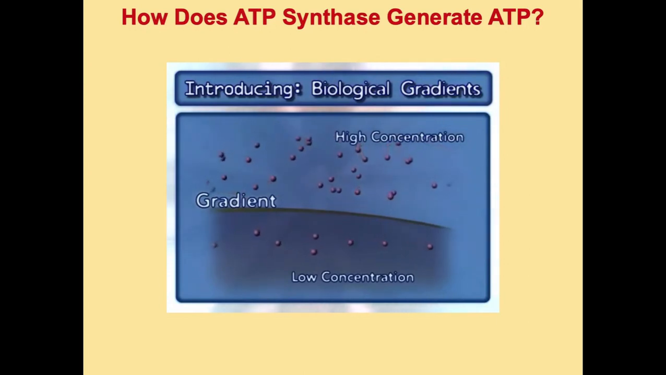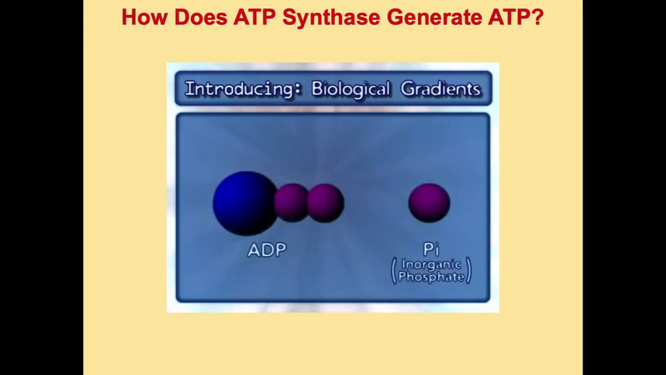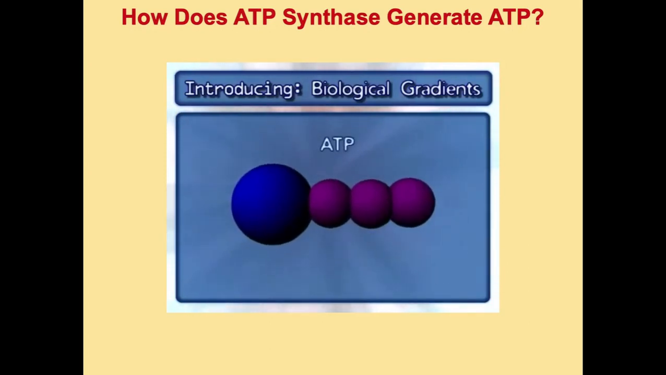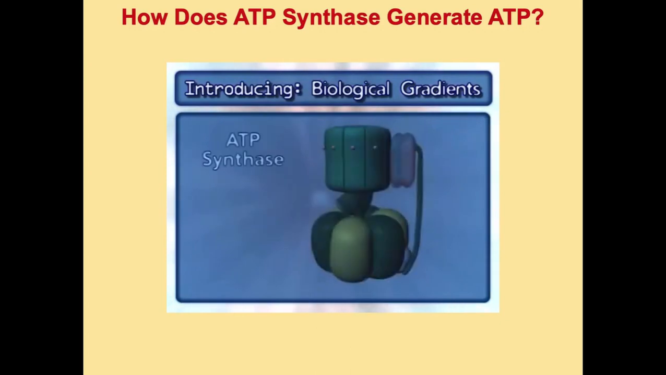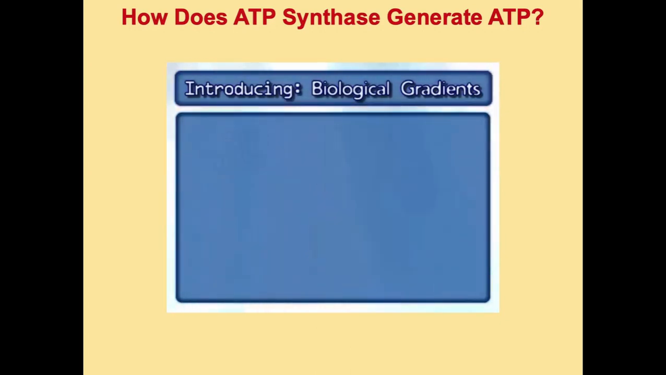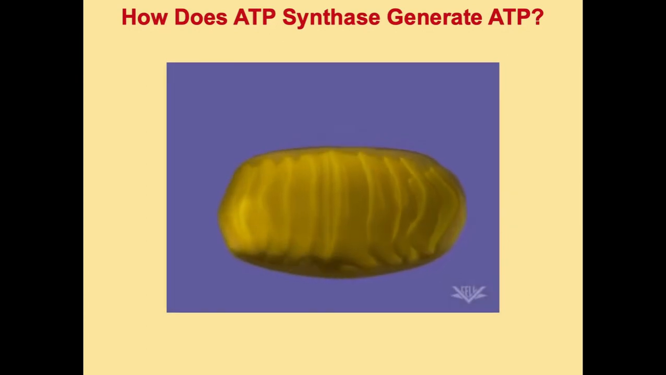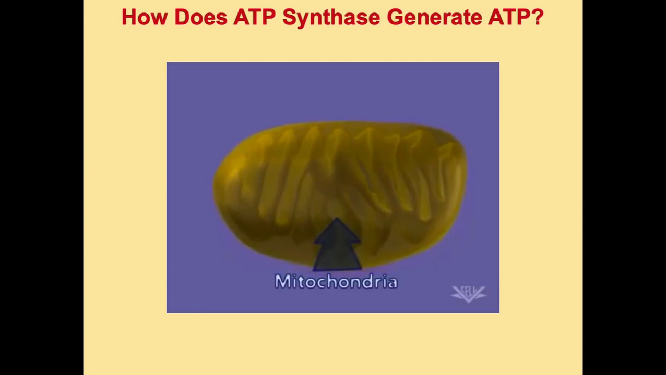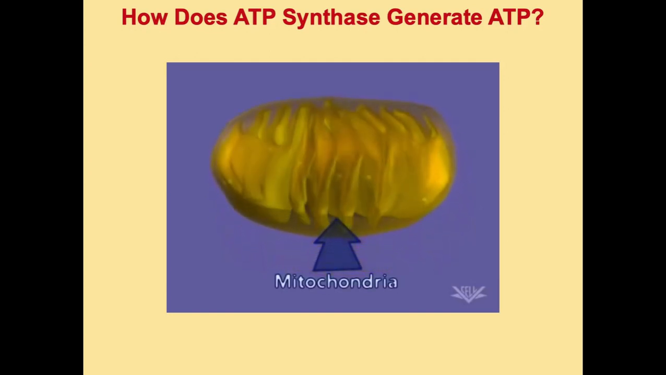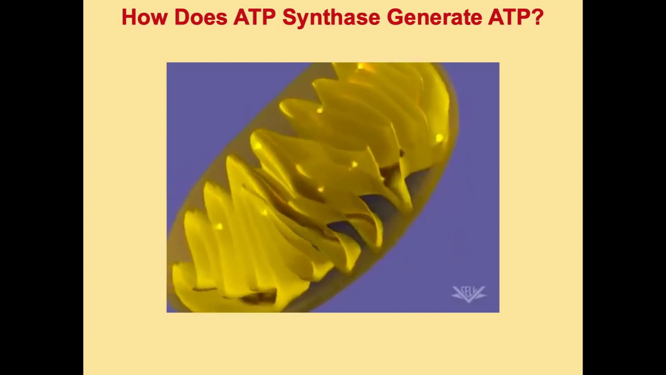This animation will demonstrate how the potential energy that results from a hydrogen ion gradient uses ADP and inorganic phosphate, also known as Pi, to synthesize ATP. This process involves an enzyme complex called ATP synthase. Gradients and the potential energy they create are key aspects of the biological world. A good example of the use of a gradient occurs in the mitochondria when ATP is synthesized.